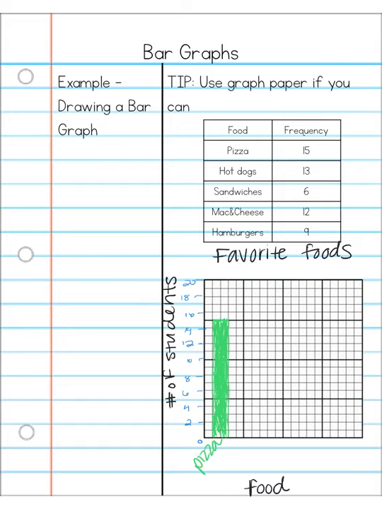Next, hot dogs is 13, and I know that that is right between 12 and 14. And I'm using a different color because I have access to that, but you can also just skip a bar in between them to help keep yourself organized.